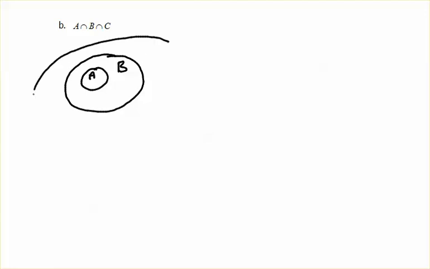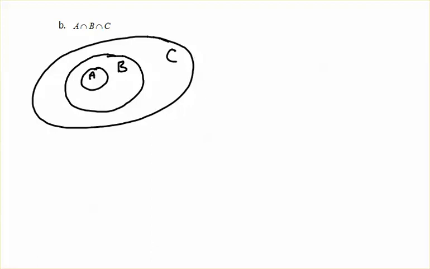Okay, so now we have this one and we're talking about intersections. So we have A intersected with B intersected with C. And we want the greatest number possible and then the least amount possible. So let's say again that we had those concentric circles again. So if we had A and we had B and we had C.